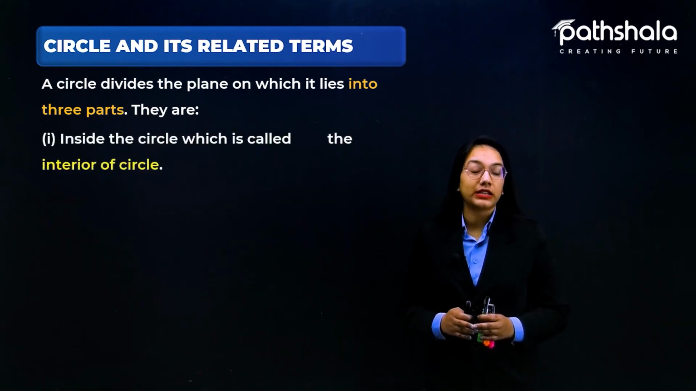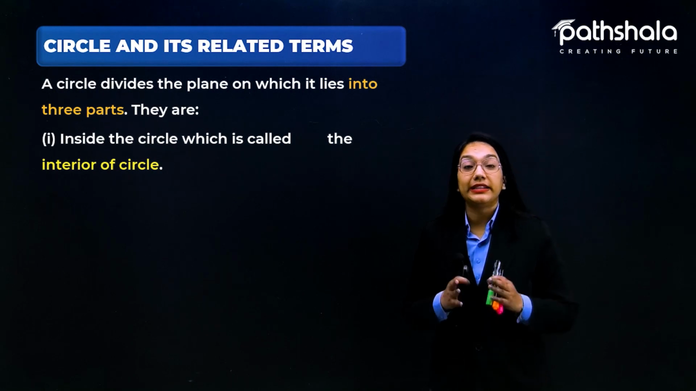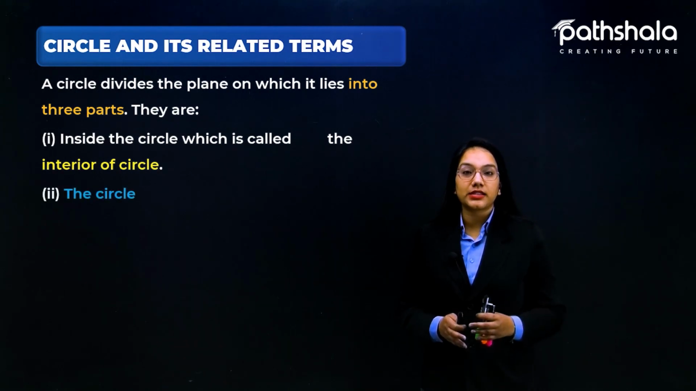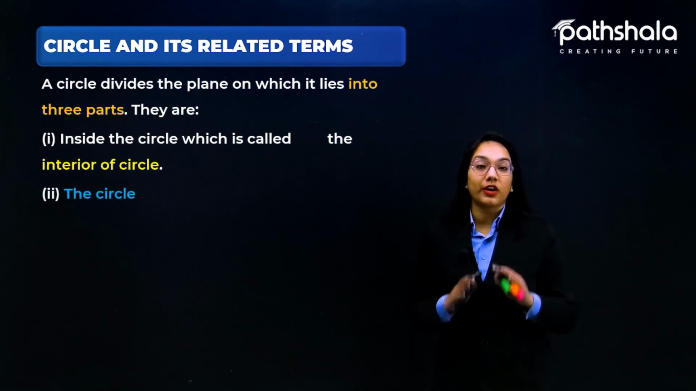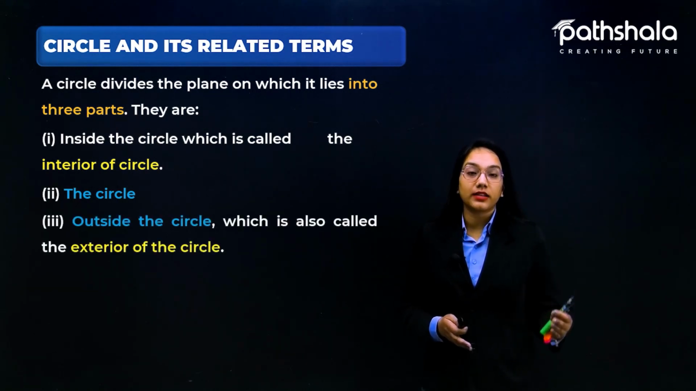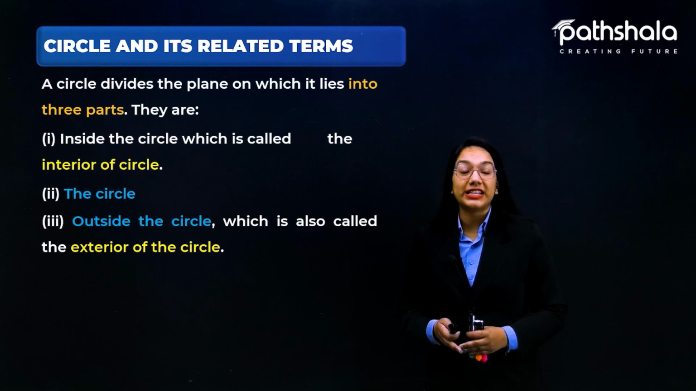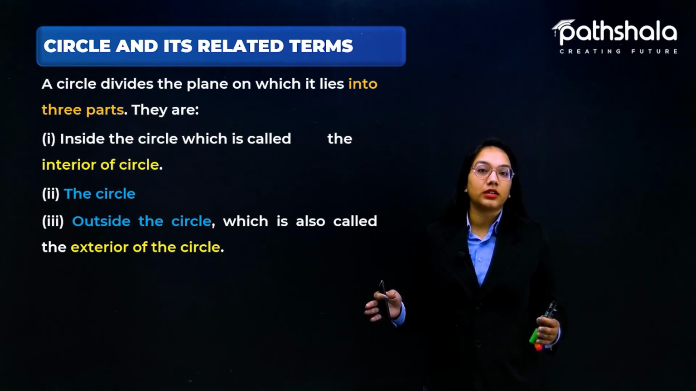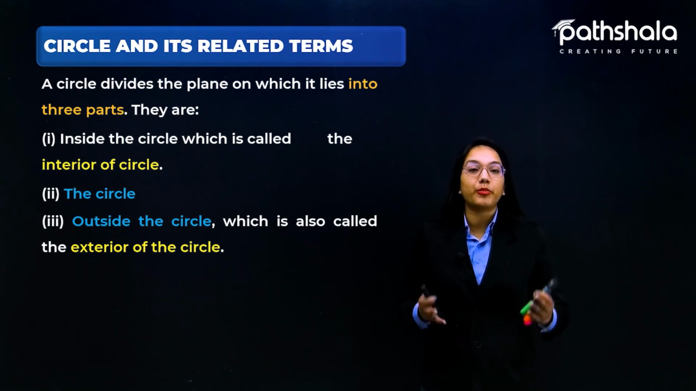The first is the inside of the circle, which is called the interior of the circle, meaning a region which is inside the circle. The second is the circle itself, meaning we are talking about on the circle. And the third is outside the circle, which is also called the exterior of the circle. So these are the three parts which are formed when a circle is drawn on any particular plane.